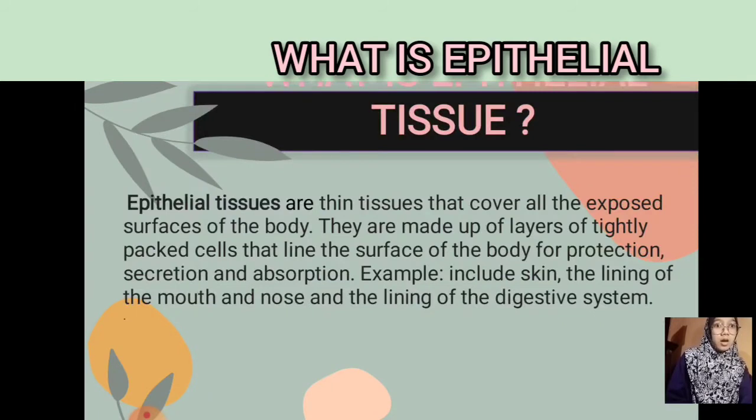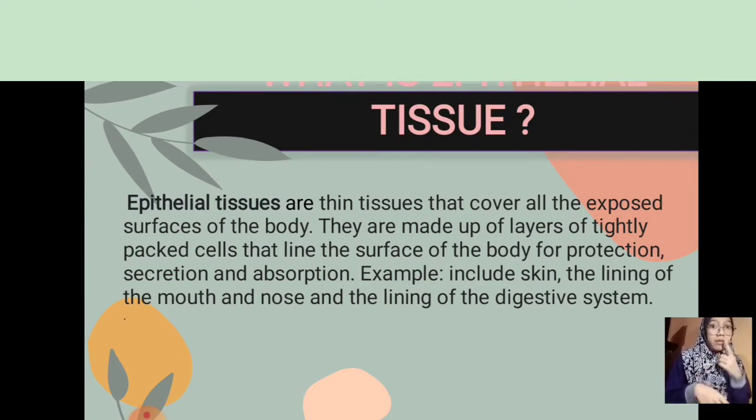Next, what is epithelial tissue? Epithelial tissue is thin tissue that covers all the exposed surfaces of the body. It is made up of layers of tightly packed cells that line the surface of the body for protection, secretion, and absorption. Examples include skin, the lining of the mouth and nose, and the lining of the digestive system.